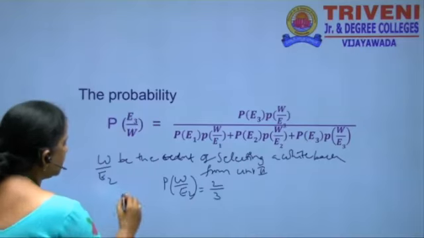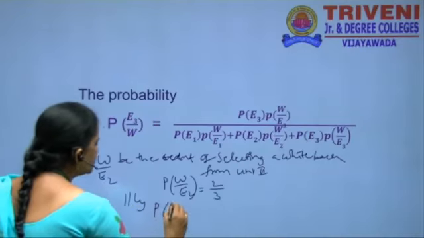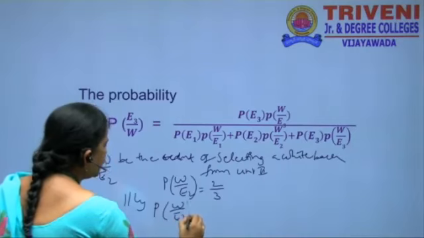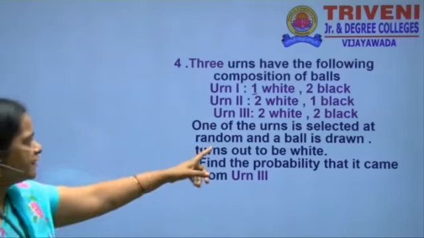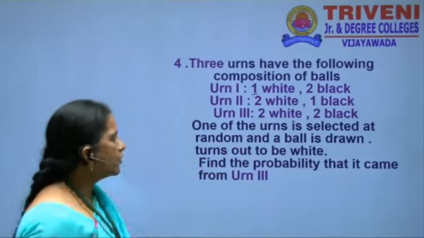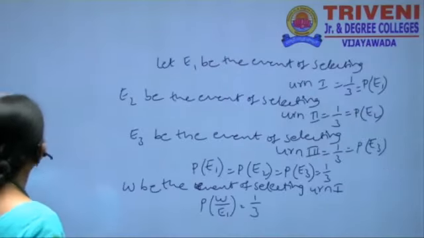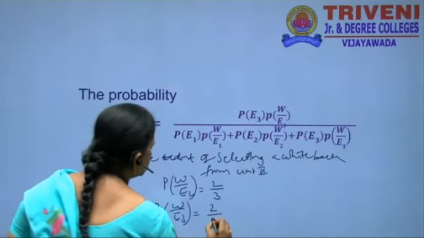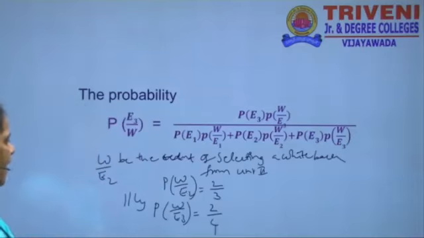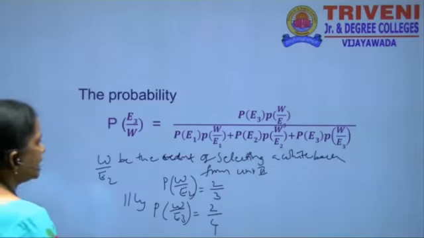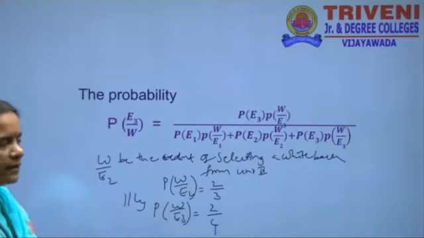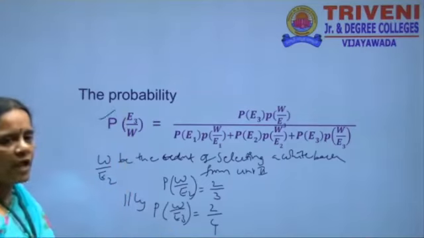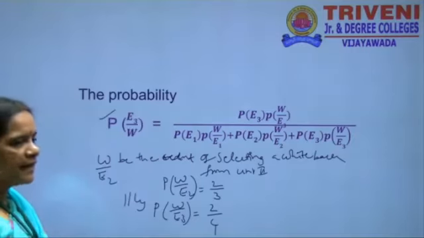Similarly, P of W by E3. P of W by E3 is equal to, in third bag white balls is 2 but total balls is 4. That is 2 by 4. We are getting the values of P of E1, P of E2, P of E3 and P of W by E1, P of W by E2 and P of W by E3. Substitute in the Bayes theorem. We have to find from bag 3, that is white.